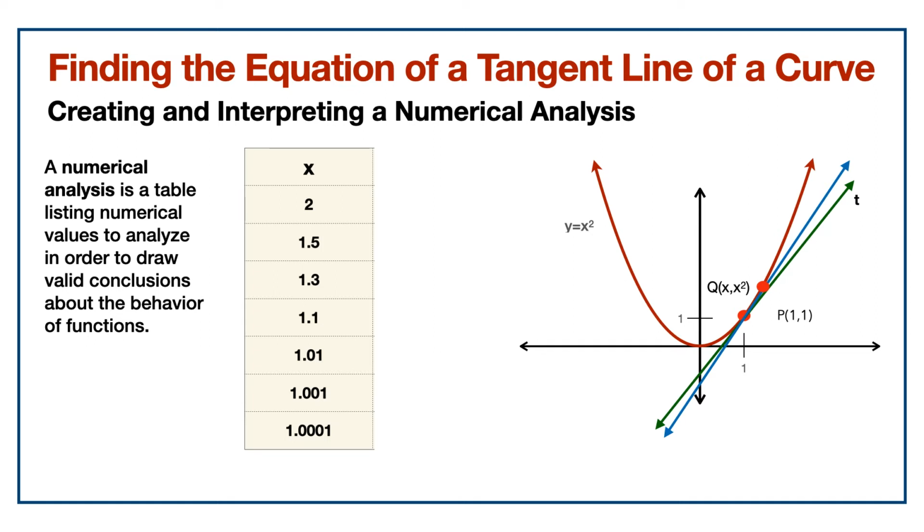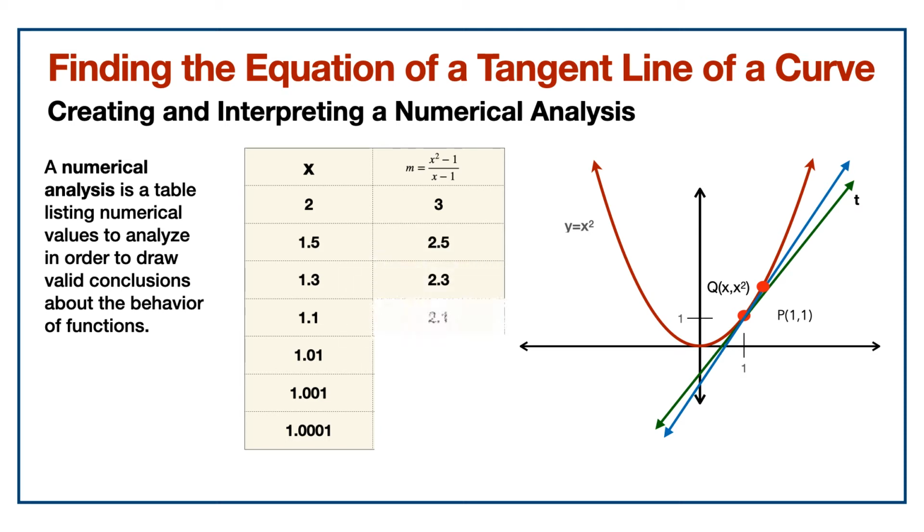You may be asking yourself, why were the x-coordinates only listed and not their corresponding y-coordinates? Because we only need the x-coordinates to substitute into our slope formula to obtain our numerical values for the secant line. As we substitute each x-coordinate into our slope formula, we get a corresponding numerical slope that we can analyze.